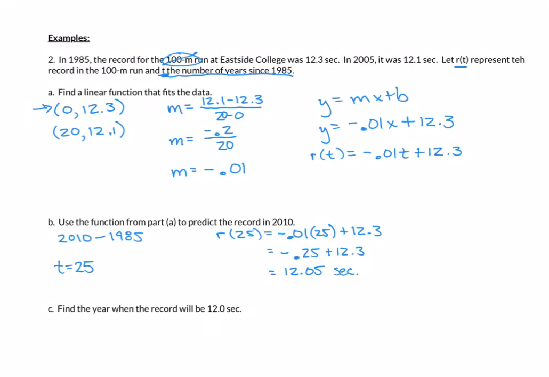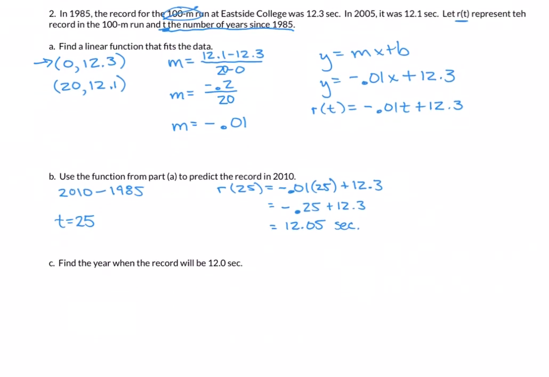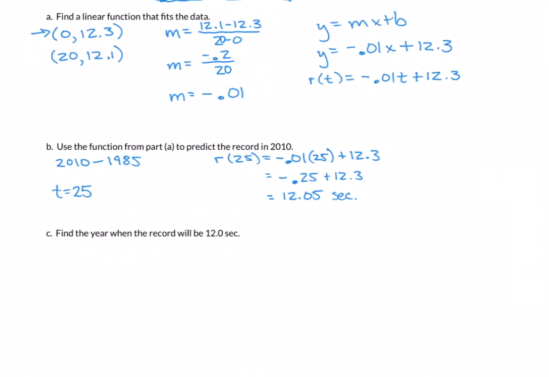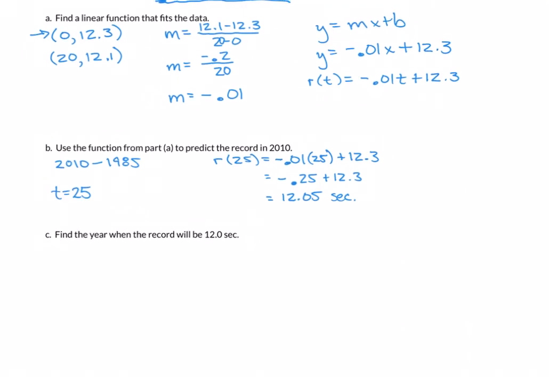All right, last part. Let's find the year when the record will be 12.0 seconds. So this is the record. We want to know the year. So we're going to plug 12.0 into our r of t. We get 12.0 equals negative 0.01 t plus 12.3.